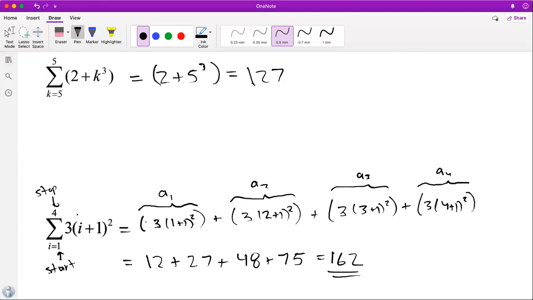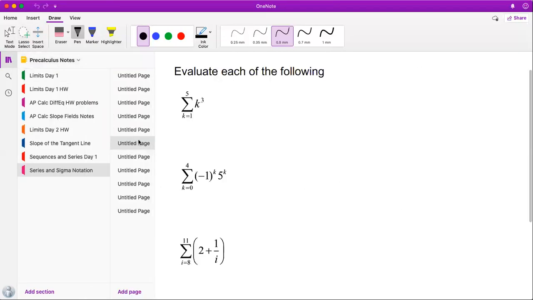Remember, this tells you what the function, quote unquote, is, and this is the i you start with, and this is the i you stop with. So here's some more practice. I'm going to skip this for now and let you guys do these on your own. What the hell, I'll do one.